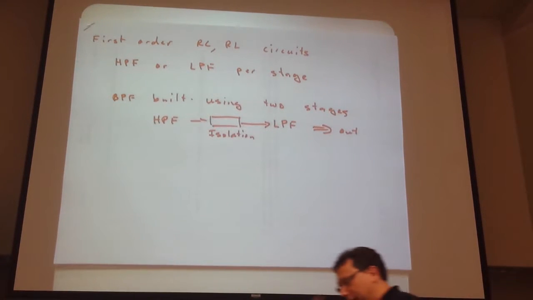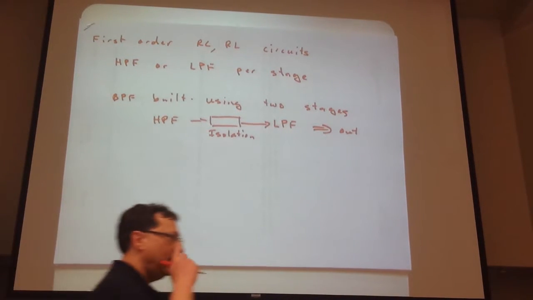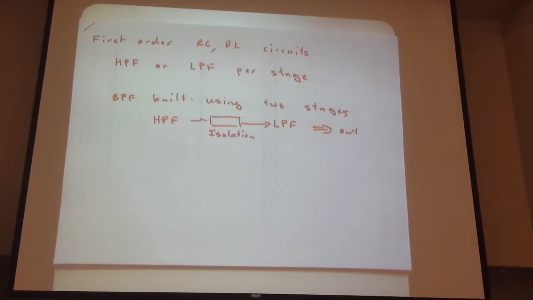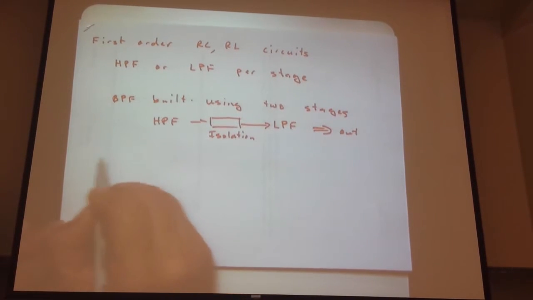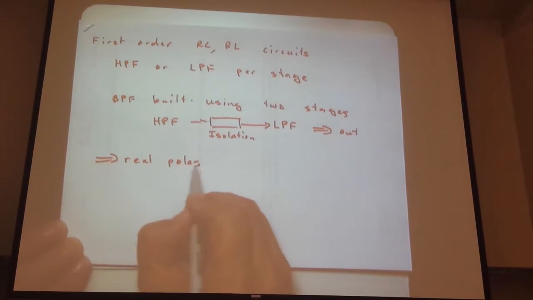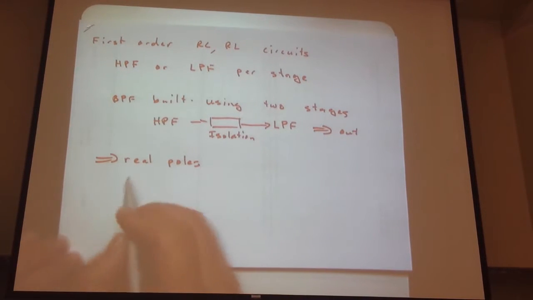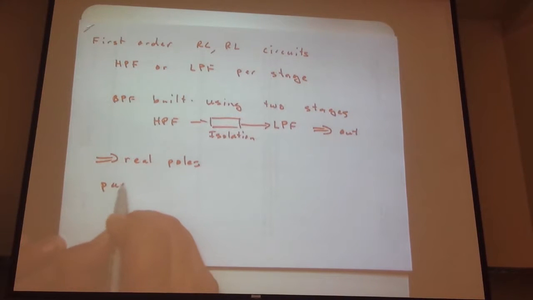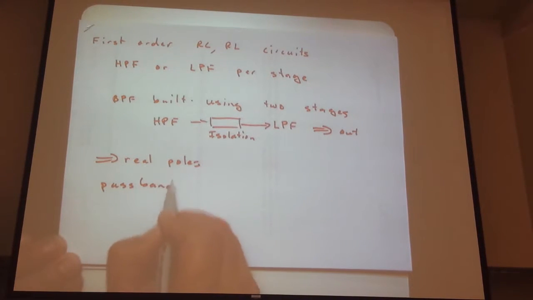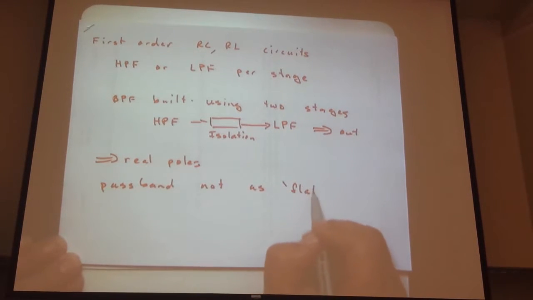We can construct a high pass filter. We can construct a higher order low pass filter. We can construct a band pass filter. But we are limited with real roots, or real poles. Real poles only. And what's the price that we pay using real poles only? Well, we don't get a very flat pass band. Not as flat as it could be. Put quotes around flat.